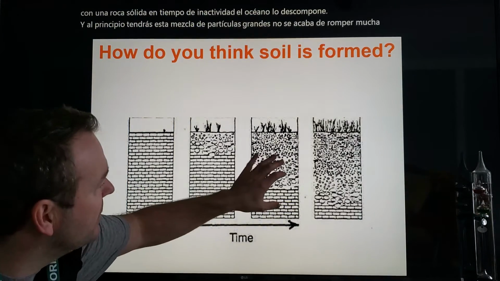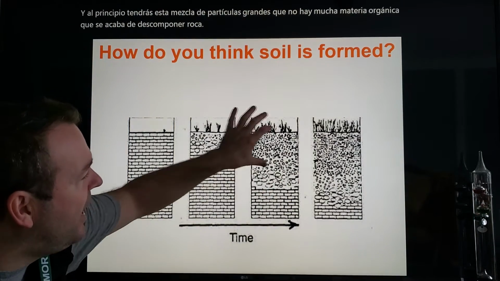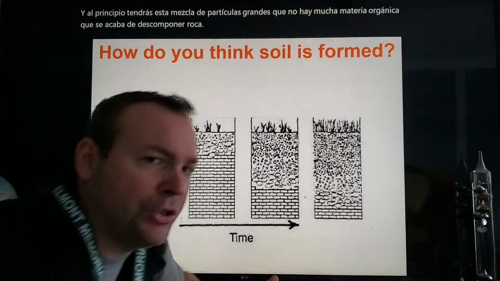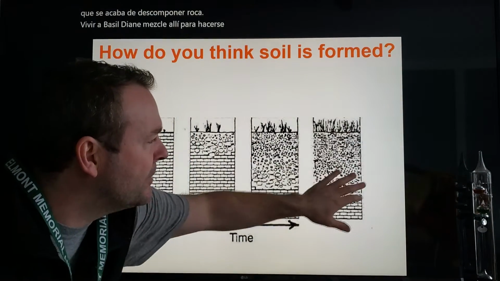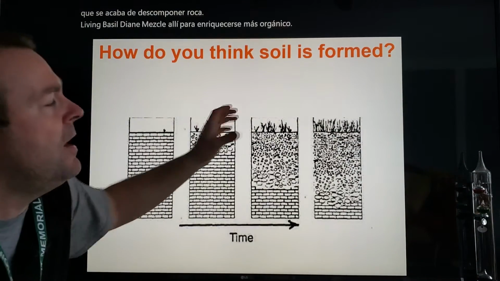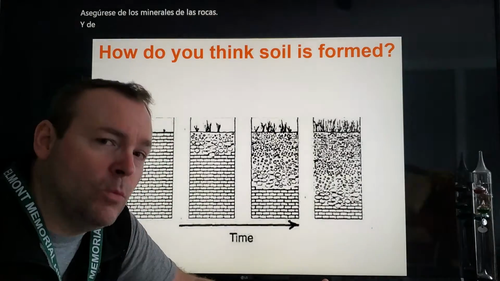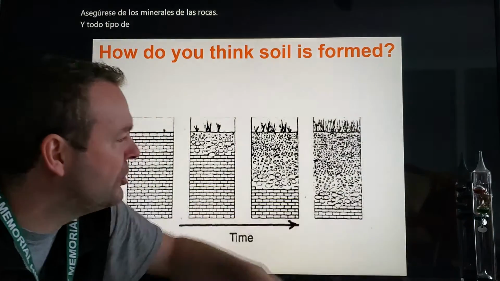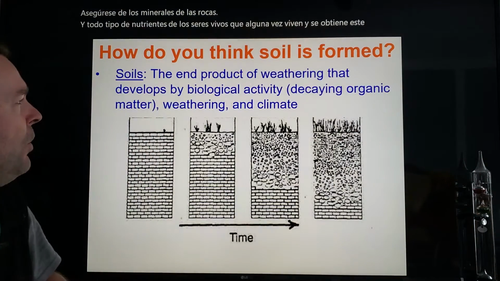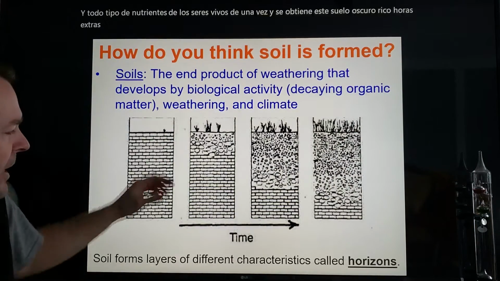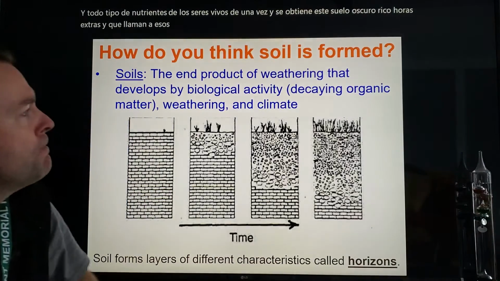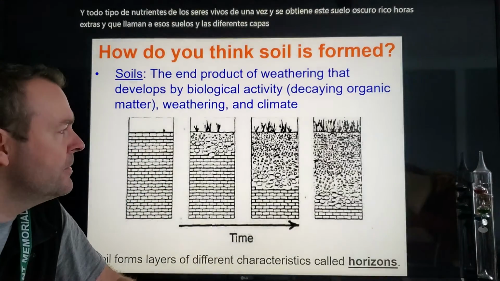And then as time goes on, living things will die. It'll get mixed in there. You get richer, more organic. Finally, you get this perfect mixture of the minerals from the rocks, and all sorts of nutrients from the once living things, and you get this dark, rich soil over time. And they call those soils, and the different layers are called horizons. All right, so make sure you get that into your notes there.